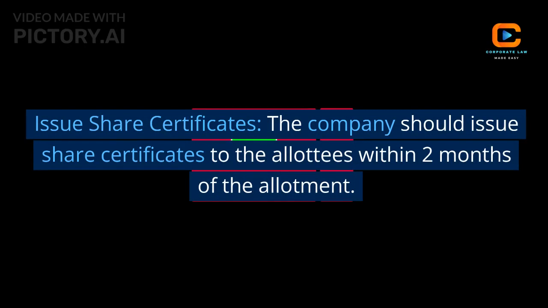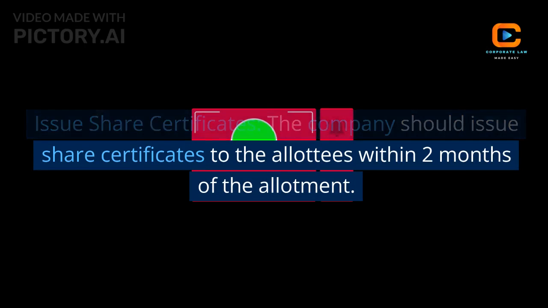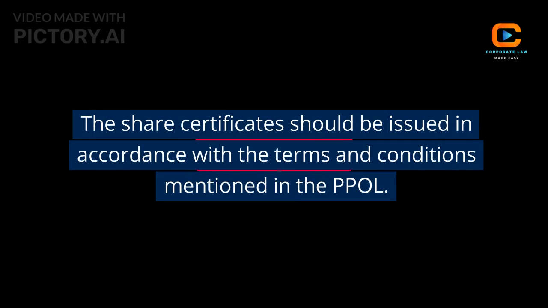Issue share certificates. The company should issue share certificates to the allottees within 2 months of the allotment. The share certificates should be issued in accordance with the terms and conditions mentioned in the PPOL.